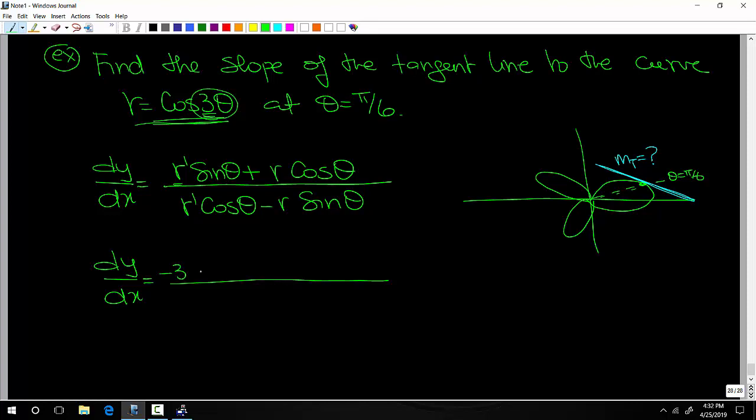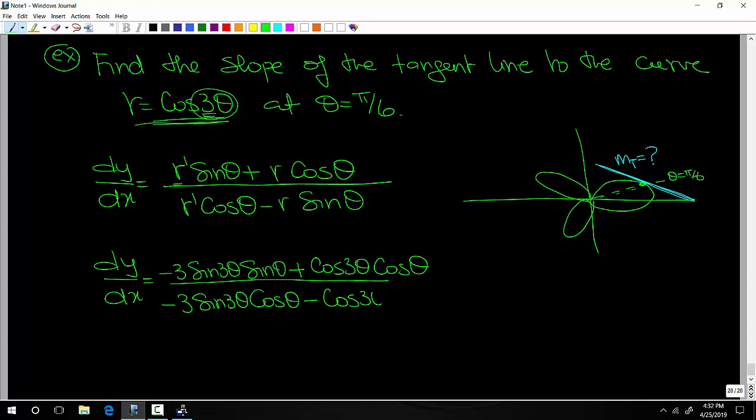we'll get negative 3 sine of 3 theta times sine theta plus, we just get cosine of 3 theta times cosine theta. On the bottom we'll get negative 3 sine of 3 theta cosine theta minus cosine of 3 theta sine theta. Okay, so now we want to find the value at theta equals pi over 6. So let's do that.